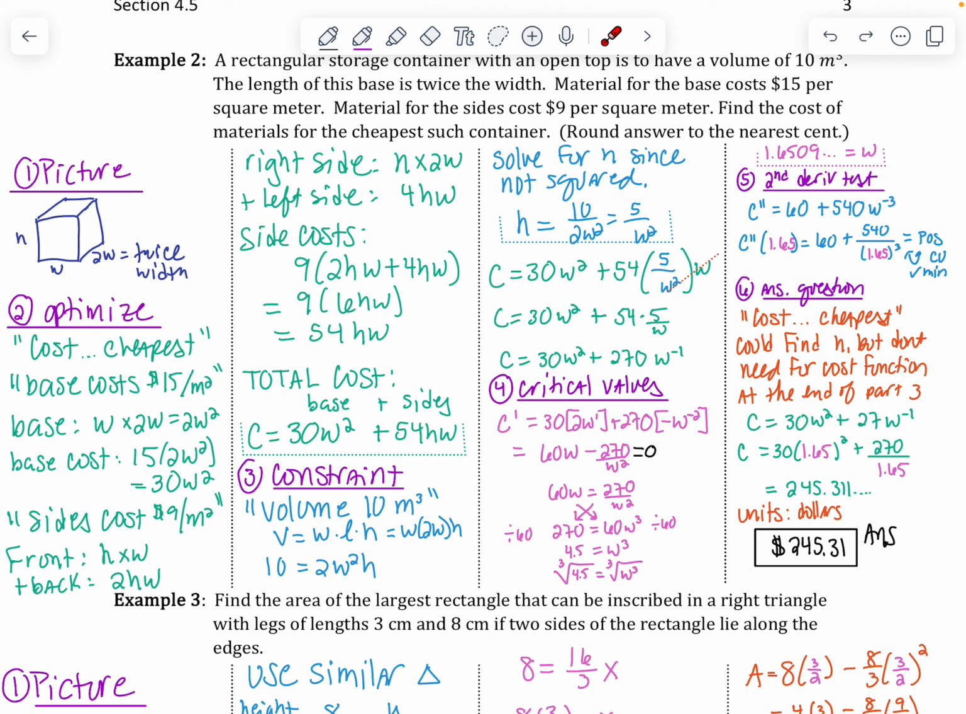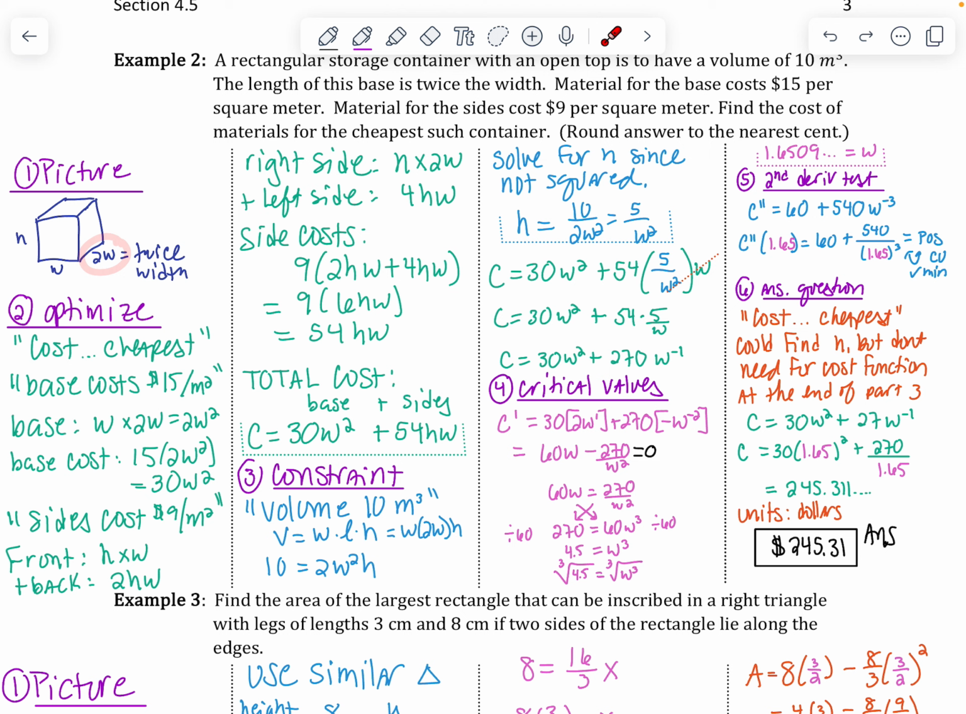So the total cost is the base, which we found to be 30W squared, and the sides, which we found to be 54HW, and this is what I want to minimize. I want it to be as cheap as possible, but I've got a W and a WH over here, so I can't necessarily take the derivative yet. There's always that other piece of information, the constraint, that's going to help you. We know the volume is 10 cubic meters. The volume, length times width times height, needs to be 10.